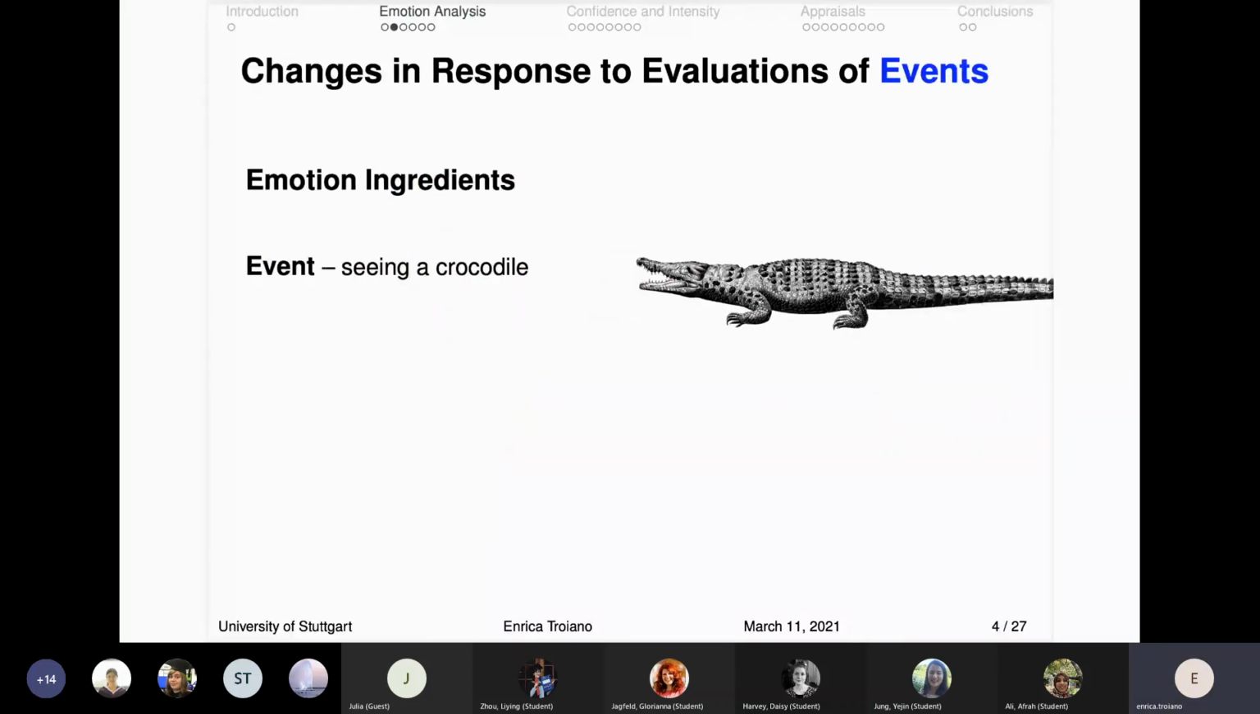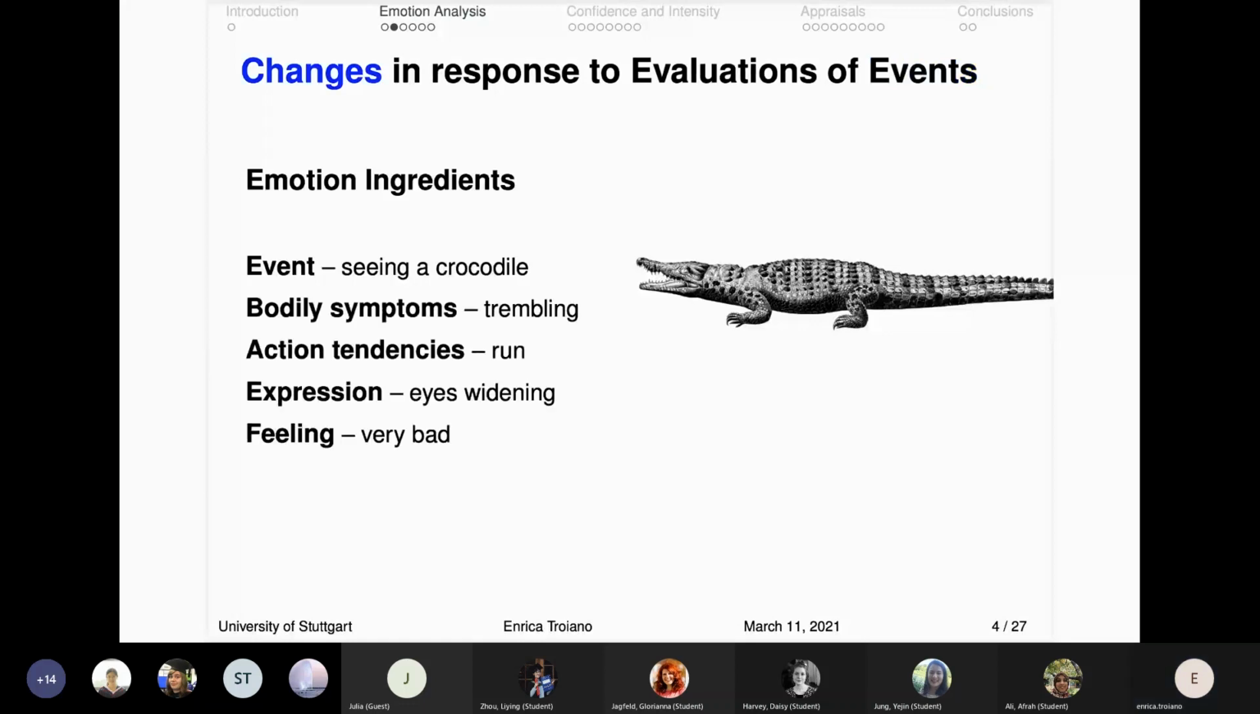So the first thing that's necessary for an emotion to happen is an event, like there is a crocodile and I see a crocodile. According to Scherer, a number of changes happen to me at the sight of this animal. I have some bodily symptoms, like I start trembling, I start sweating, my heart pumps faster. I have action tendencies, like I am ready to run away from the stimulus. I have some facial and vocal expressions. My eyes go wide open and my voice is not steady if I try to talk. And I have the impression that all this feels very bad.